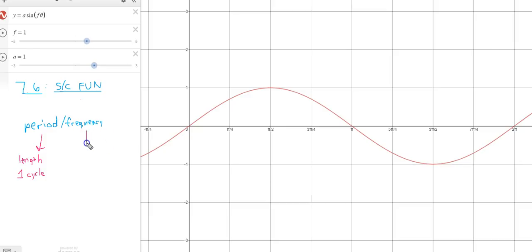The frequency is how many, so basically how often the cycle occurs. And these two are related to each other with the simple equation period equals 2 pi over frequency, which in turn means frequency equals 2 pi over period.